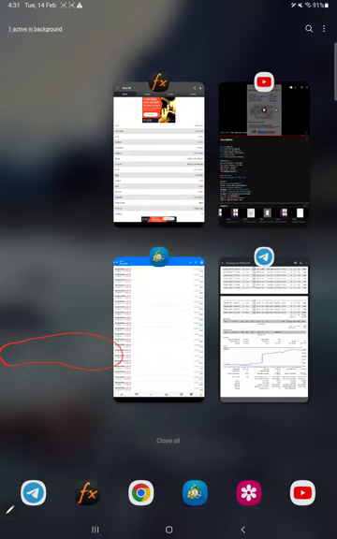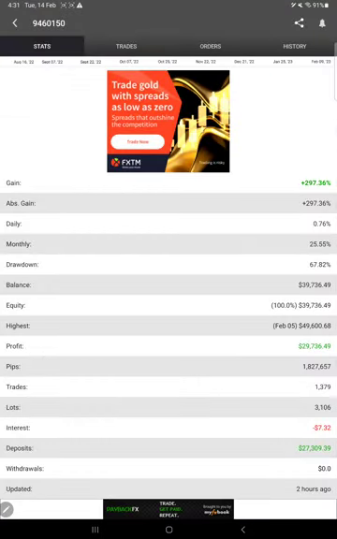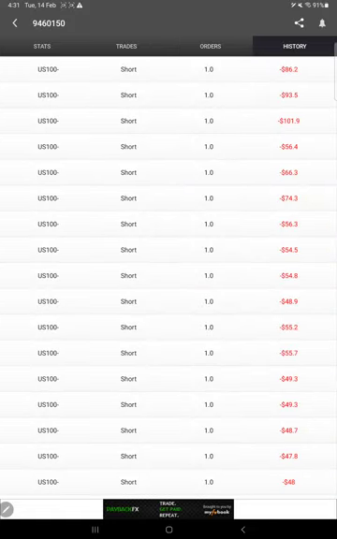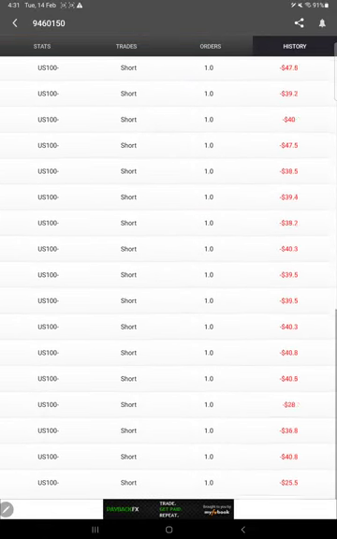And this account is also connected with my Fxbook. Here you will see the total gain in percentage 297.36, daily 0.76% return, and monthly 25.55%. And these details were updated just 2 hours ago. This is the recent update, and here are the open trades, here in case of pending orders, and here is the history of the trades.